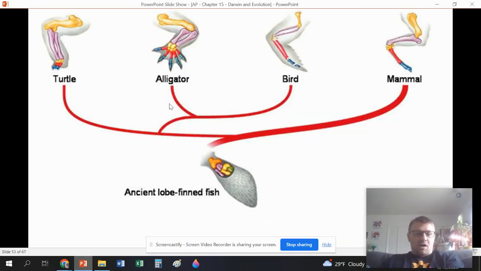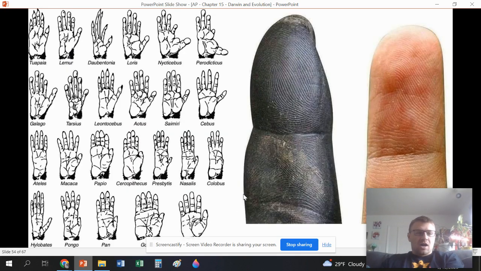It's again because they all evolved from a recent common ancestor of the ancient lobe-finned fish. Like the hands of all primates look very similar because we all inherit them from a recent common ancestor millions of years ago. And even us and chimpanzees have the fingerprints that you can see here because again we share a recent common ancestor.